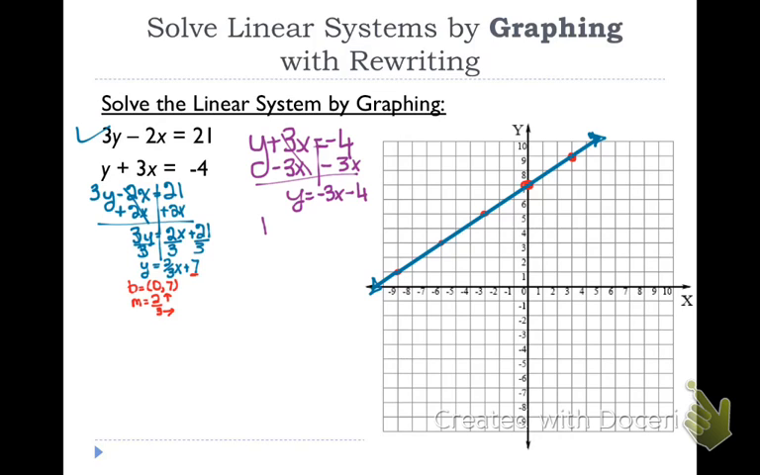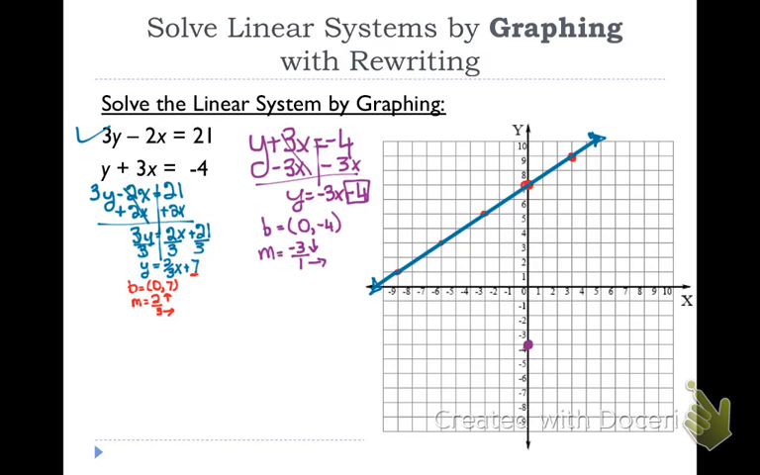So my y-intercept is the negative 4. And my slope is negative 3. And I'm going to change that into a fraction by putting it over 1. My negative says go down. My positive says go to the right. So I'm going to go over here and put a nice big fat point at negative 4. And then I'm going to go down 3 to the right 1.